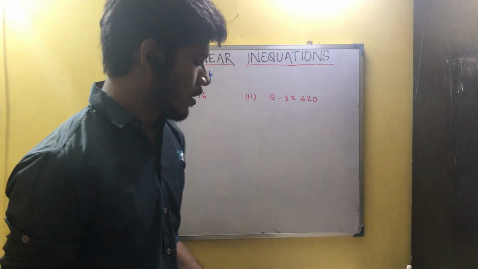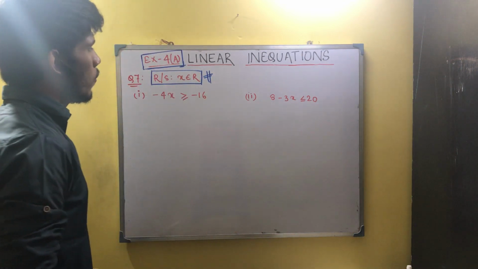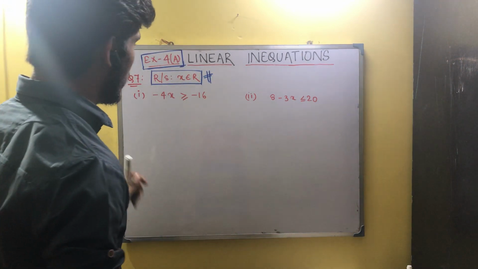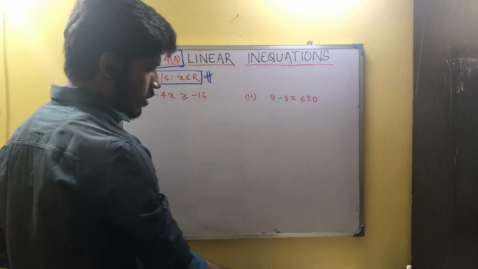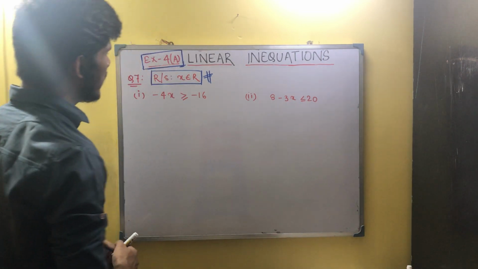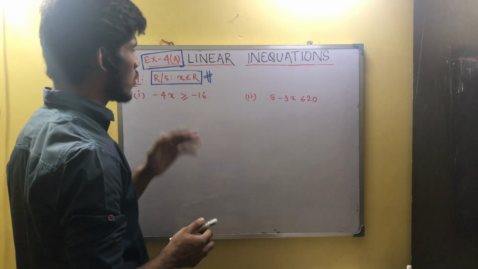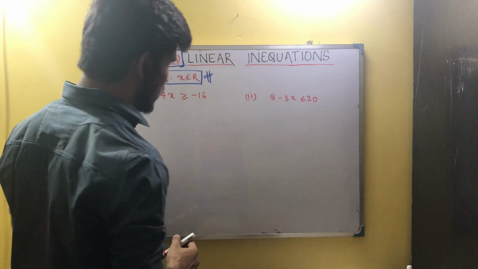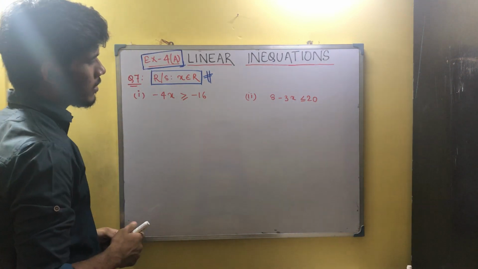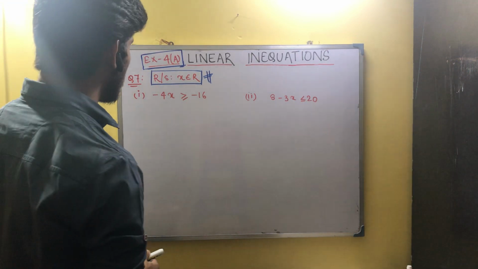Now we will be continuing with our exercise 4a, the next questions. In this video we'll be solving onwards from question number 7. In question number 7 we have been given that the replacement set is x belongs to real numbers. Now the first part is minus of 4x is greater than equals to minus of 16.